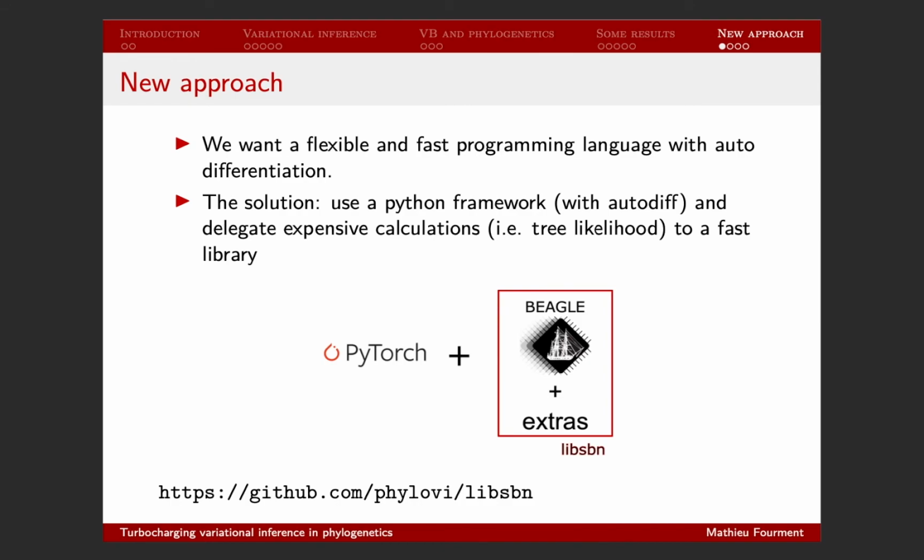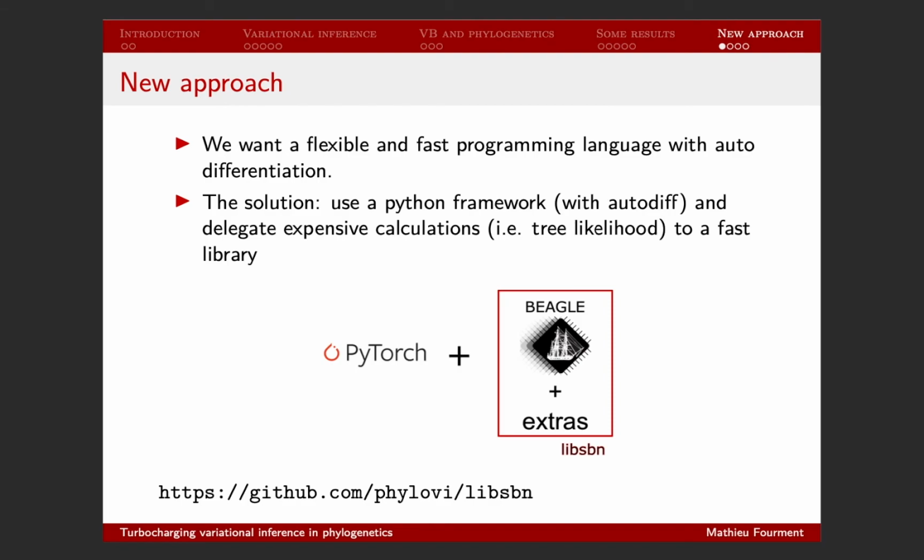So the Python framework I'm using is PyTorch. Like I said, there's also TensorFlow. I know people that are using TensorFlow now for this. And for the library, we are creating a new library called libsbn. libsbn has Beagle, the Beagle library, inside, which is a library used in a lot of things like Beast. So we use Beagle to do the calculation of the tree likelihood and also the gradient.